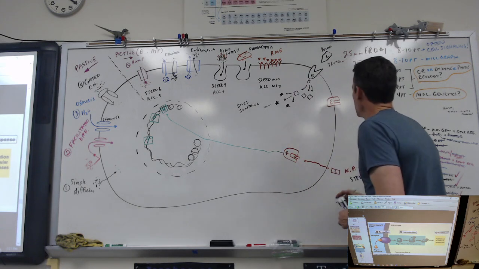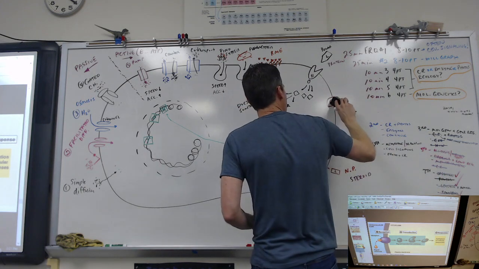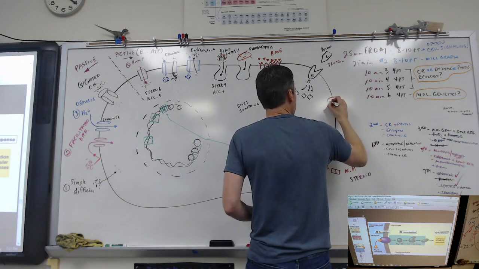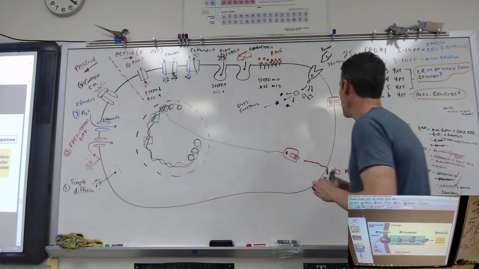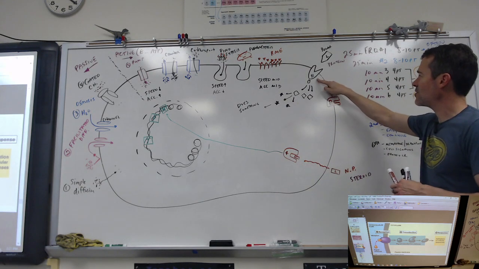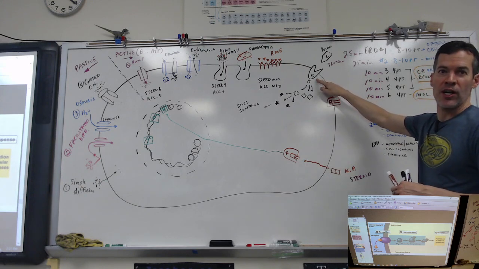So there's my, oops, I put E for enzyme. That needs to be R for receptor. So here's my receptor. The way a G-linked protein system works is we kind of take this and split it into 2 jobs.